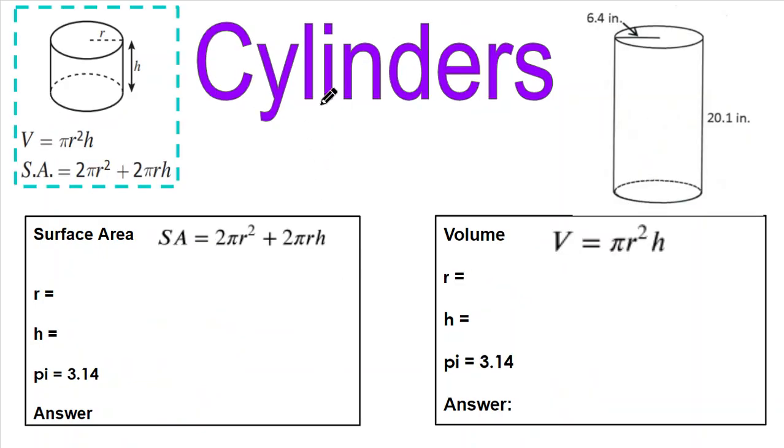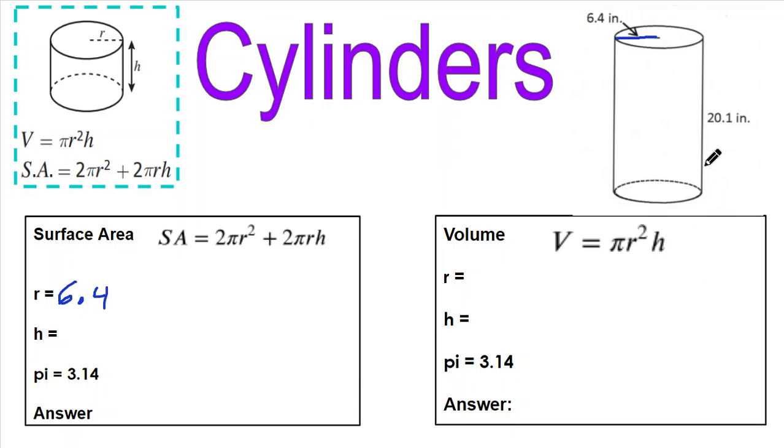All right, the last shape we learned about was cylinders. In cylinders, the surface area is 2 pi r squared plus 2 pi rh. So I have to know what r is. R is 6.4. Remember, that's halfway across our circle. That's exactly what they gave me. So r is 6.4.